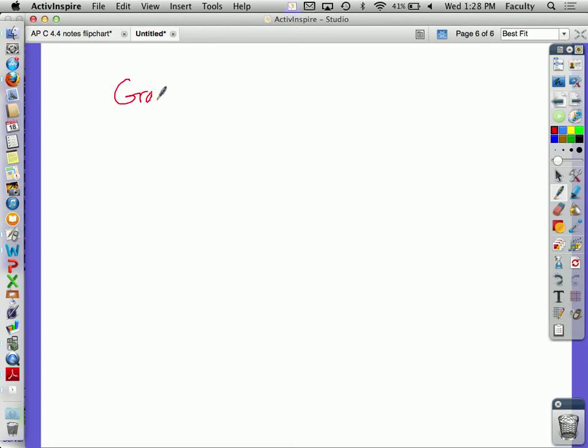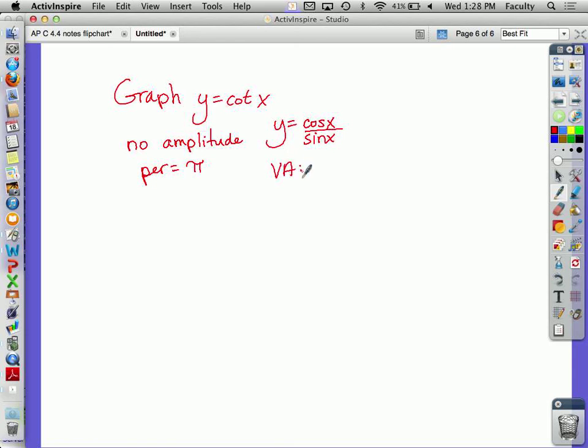Now we're going to do the parent function cotangent x. There's no amplitude again for cotangent, and the period length is pi. Now we need to look at their vertical asymptotes. If I have cotangent, that's cosine x over sine x. So there's going to be a vertical asymptote where the denominator is equal to 0, or sine x equals 0.